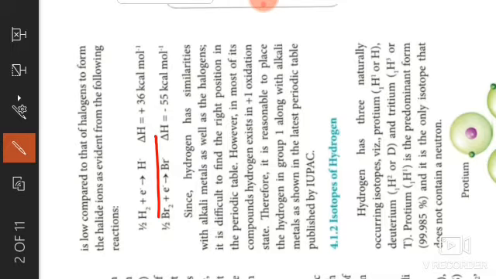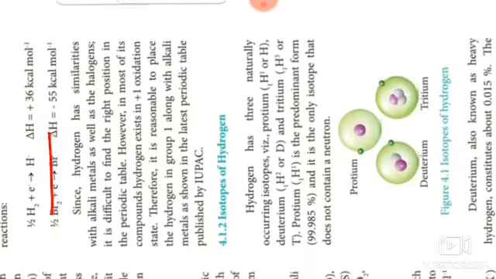So this is one book back question: why hydrogen? Explain the position of hydrogen in the periodic table. We already know that in the latest periodic table hydrogen is present in the first group of elements. So why is it present in the first group? It is because it has similar properties to the alkali metals and also similar properties to the halogens. Both characters, according to its oxidation state, place it in the first group.